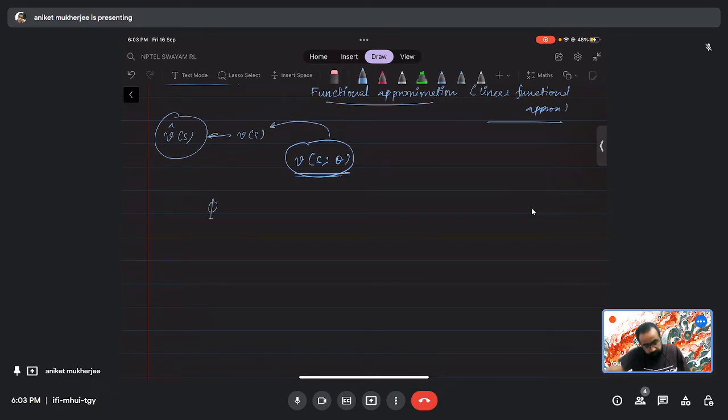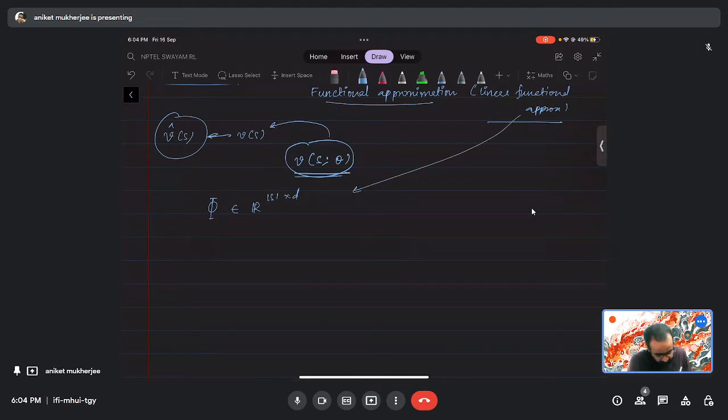This is a feature vector. Every state will have a feature vector, which will be d-dimensional. When I set up the problem, I'll give you intuition of what the feature vector is. This is the feature vector for linear functional approximation.